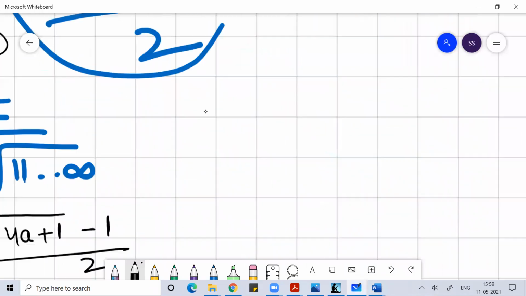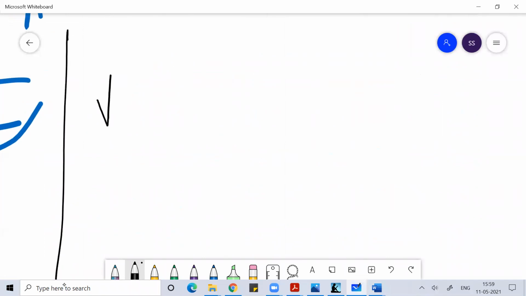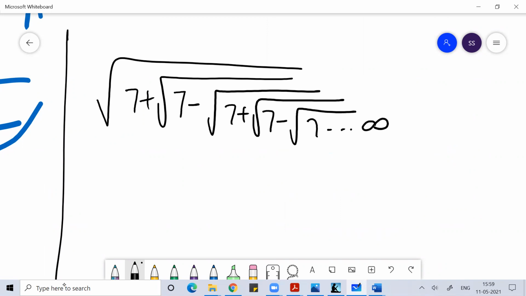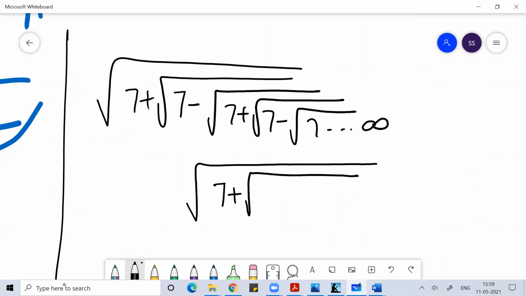So if I ask you plus minus root 7 minus, then root 7 minus like this. Imagine you are getting this. Now, if you understand the pattern, the pattern is like this: root 7 plus root 7 minus. Again, the same series is starting. So now this will be equal to this.